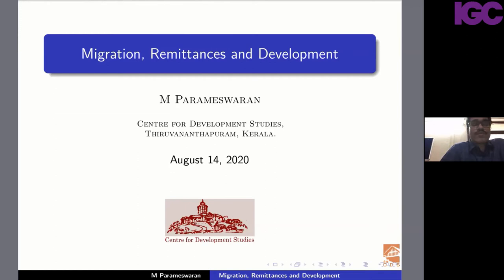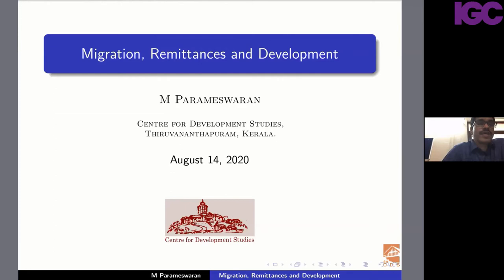Our concern here is not the developed countries. Our concern is how migration is contributing to the developmental outcomes of the countries of origin. These countries of origin are essentially the developing and underdeveloped countries.